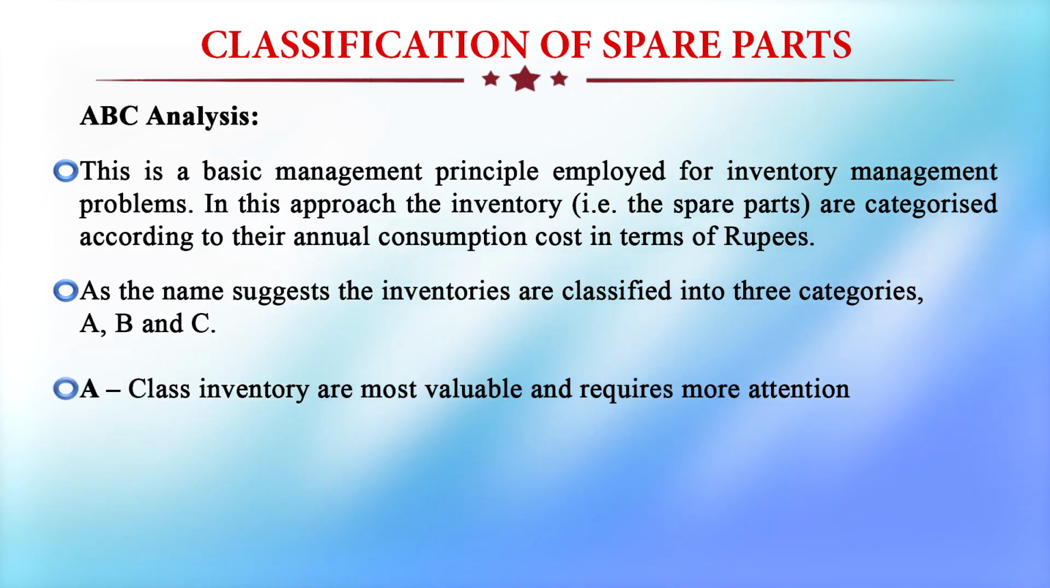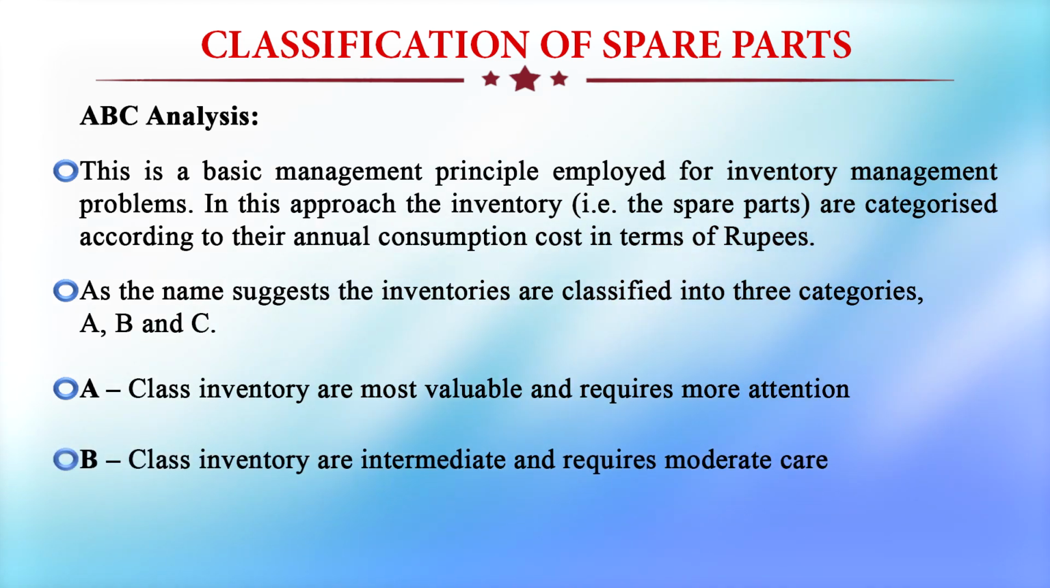A class inventory is most valuable and requires more attention. Why is it required? Because it is an essential part, or it may be a very critical part, or it is a costly part. That's why we call it A class items. And then B class inventory is intermediate and requires moderate care. So B class items require medium care, and these materials may have medium cost.